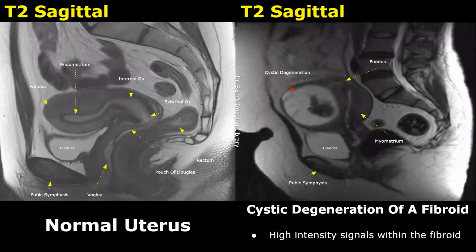This is a case of cystic degeneration of a fibroid. We will find hyperintense areas in a T2 sequence. This is the fibroid with hyperintense areas in a T2 sequence suggestive of cystic degeneration.